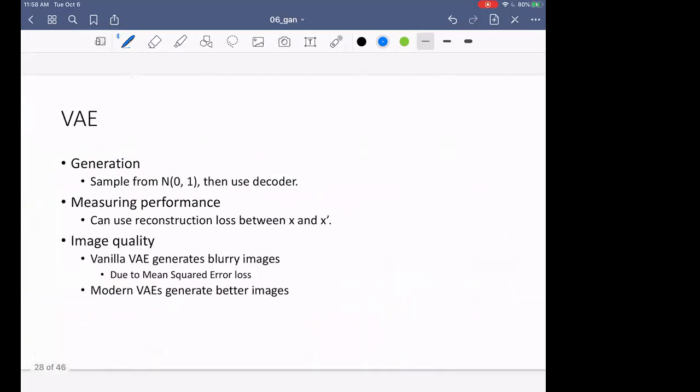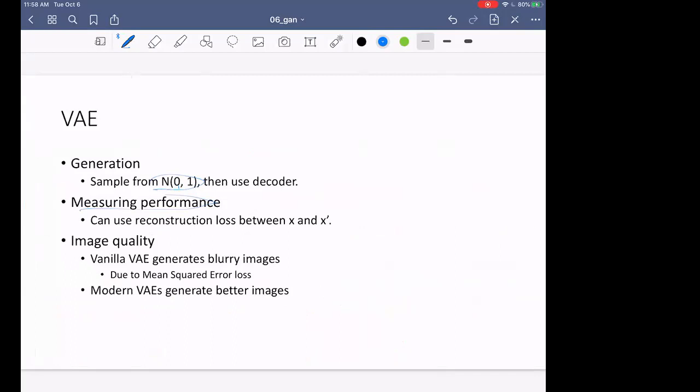Right, so VAE is, you generate a sample from a Gaussian and then use the decoder. And measuring the performance is pretty simple. You have a real image, and then you put it through the encoder and decoder, and then you get the reconstructed image, and then you can calculate the reconstruction loss between the X and X prime. So that's how you measure the performance of VAE.